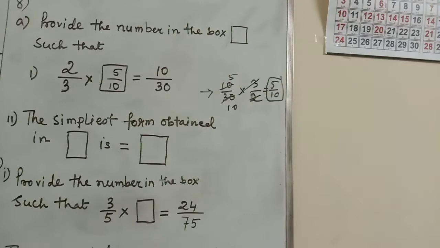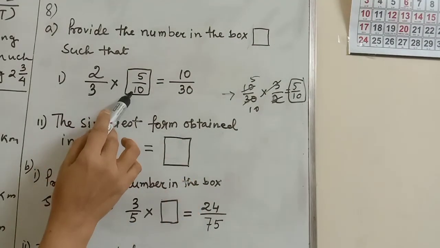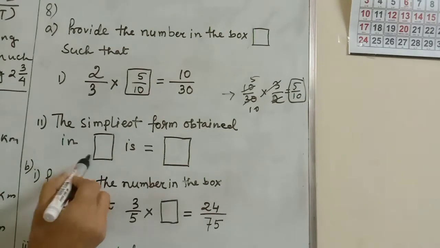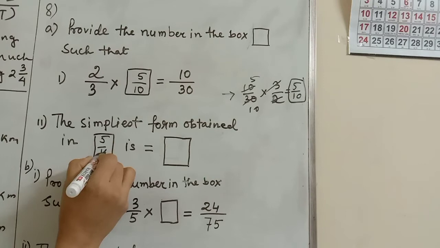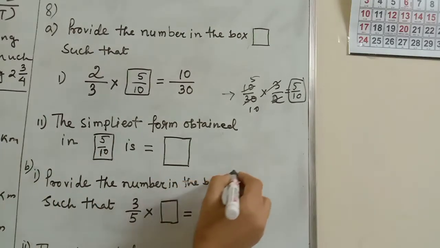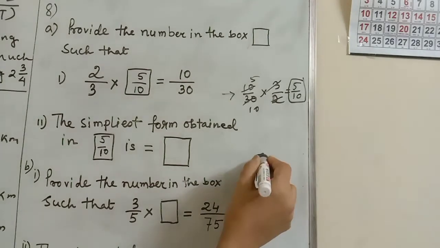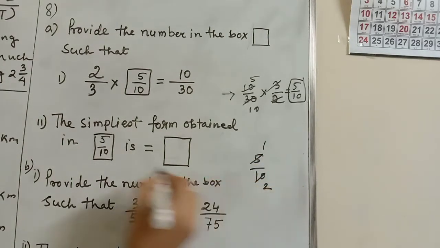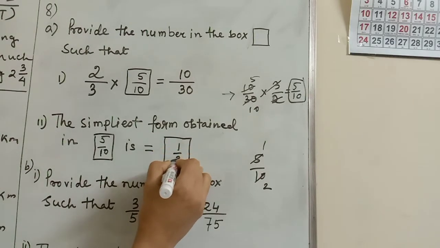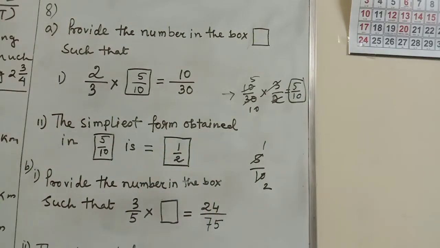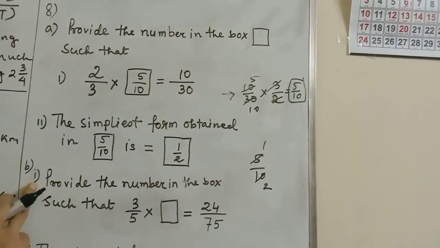Now, next, the same question, the simplest form of the number obtained in that box. The simplest form of 5/10. If it is possible to cancel, cancel it. 5 1s are 5, 5 2s are 10. So the simplest form of 5/10 will be 1/2. Understood? This is the first question, question number A. Now come to question number B.